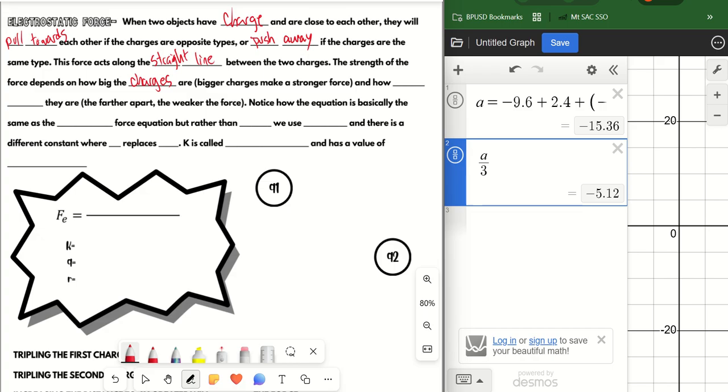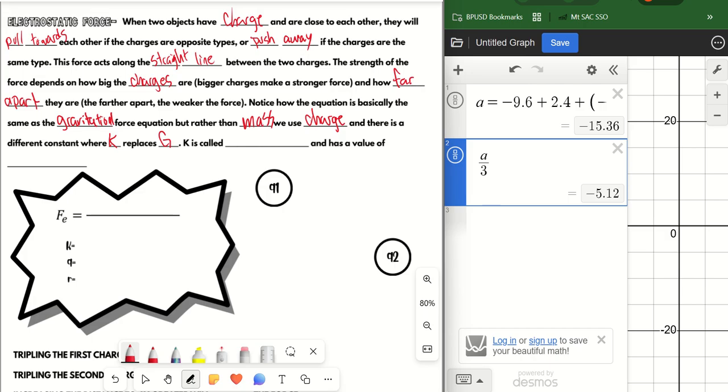and how far apart they are. So the further apart, the weaker the force, the stronger the charges, the stronger the force. Notice how the equation is basically the same as the gravitational force. But rather than the mass, we use charge. And there is a different constant where K replaces G.